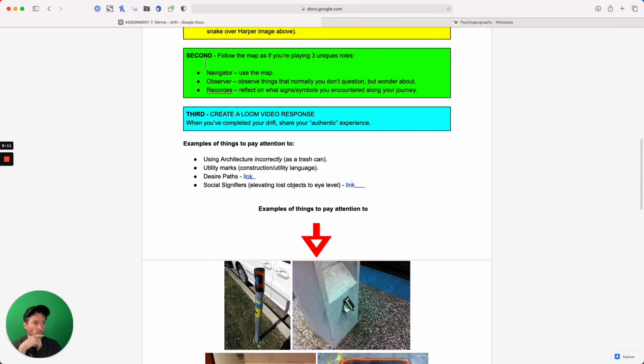And what you're going to do third, you're going to create a Loom video response. When you've completed the drift, share your authentic experience with me. This can be relatively quick and short, or it can be extensive. You can share images and videos if you took them, and some of your thoughts, right?